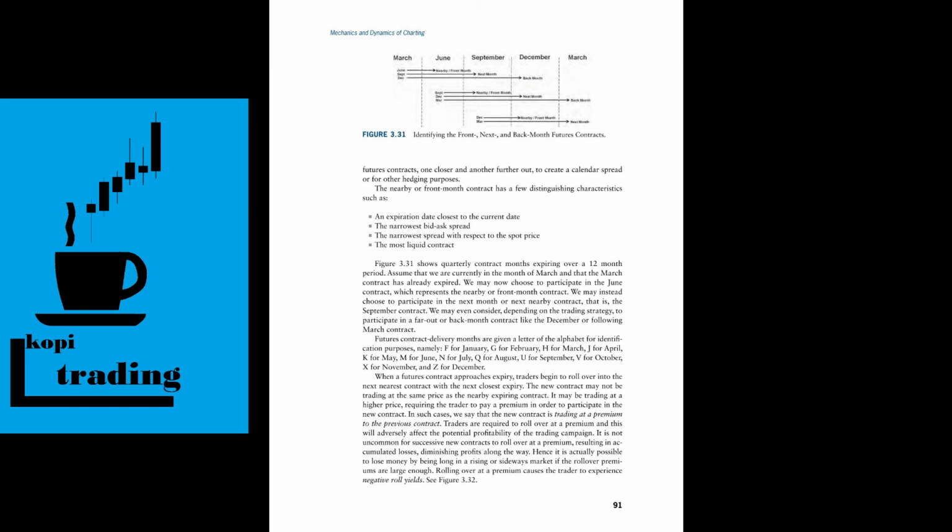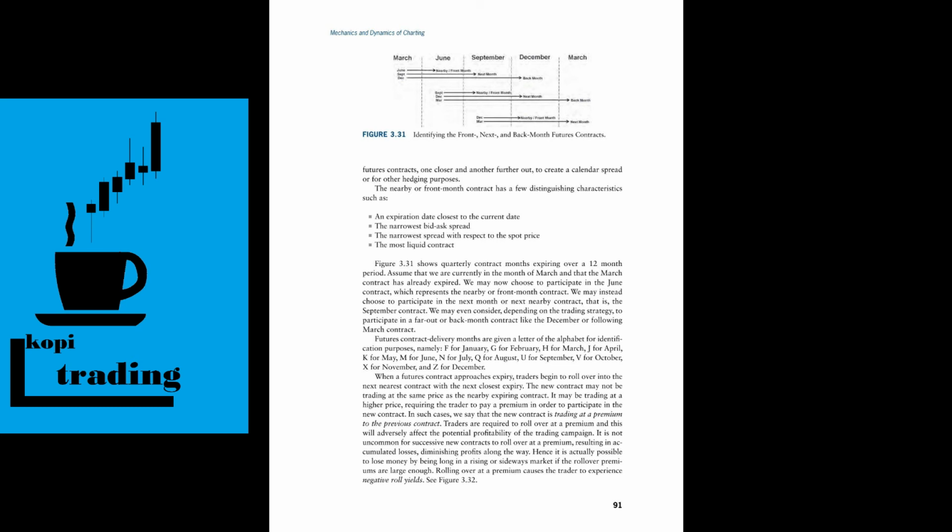We may instead choose to participate in the next month or next nearby contract, that is the September contract. We may even consider, depending on the trading strategy, to participate in a far out or back month contract like the December or following March contract. Futures contract delivery months are given a letter of the alphabet for identification purposes, namely, F for January, G for February, H for March, J for April, K for May, M for June, N for July, Q for August, U for September, V for October, X for November, and Z for December.